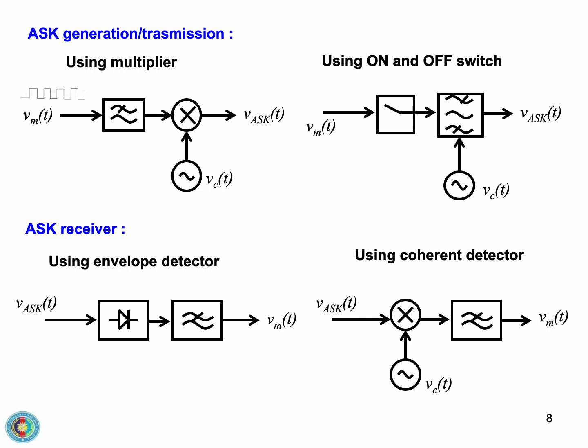To recap, ASK signals can be generated using a multiplier, which we've just seen, or through a simple on and off switch controlled by the digital data. On the receiving end, we have 2 main options for demodulation: an envelope detector, which is simpler but less robust to noise, or a coherent detector, which requires a synchronized carrier signal at the receiver for more accurate demodulation.